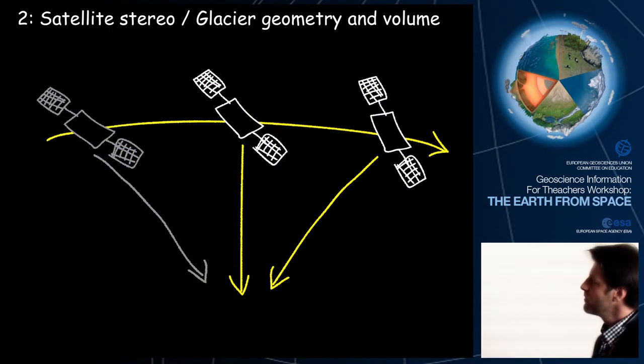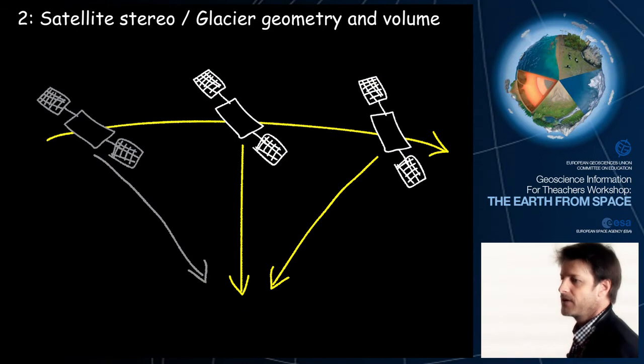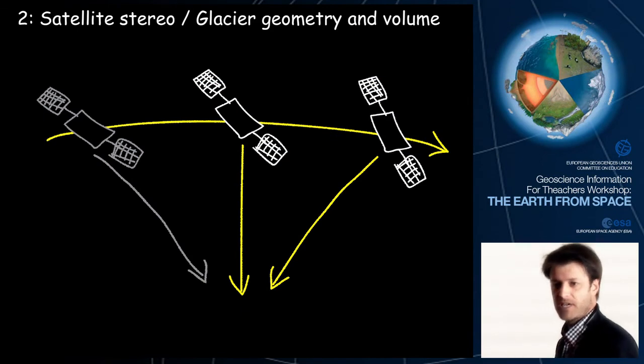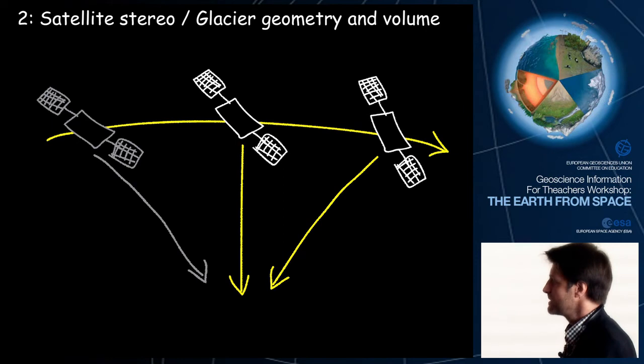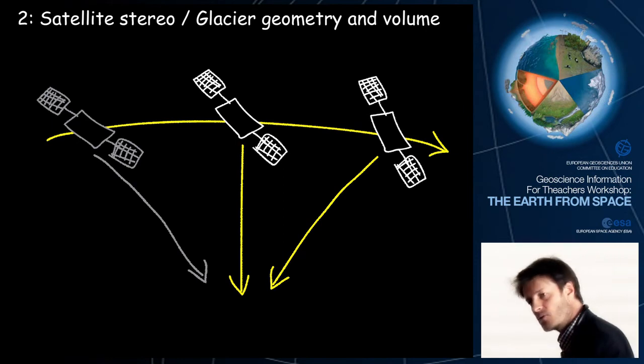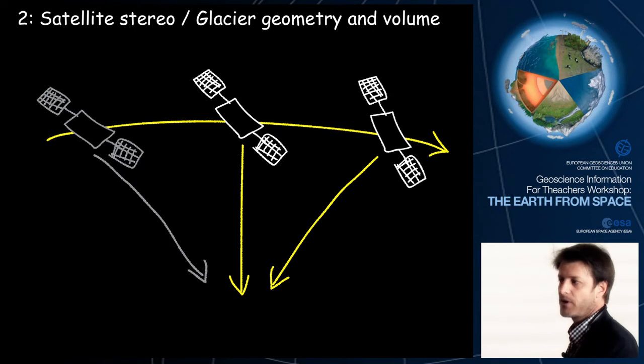But we also have some modern methods to measure elevation changes, thickness changes on glaciers, and to estimate the volume change of glaciers. And one method is satellite stereo. Some satellites are able to see not only downwards, the so-called nadir, but they also have a back-looking or forward-looking camera, like that. So they take two images of the same spot, two stereo images.